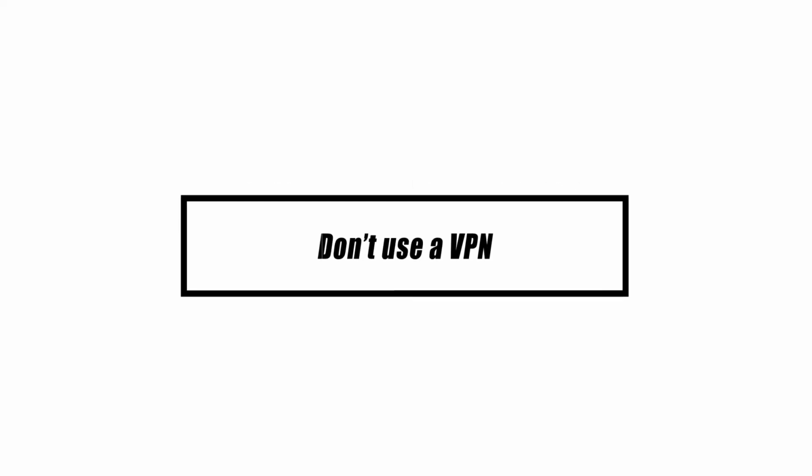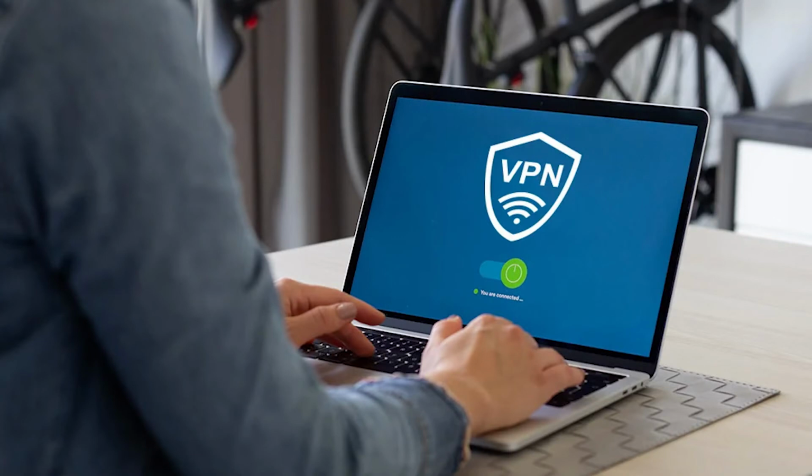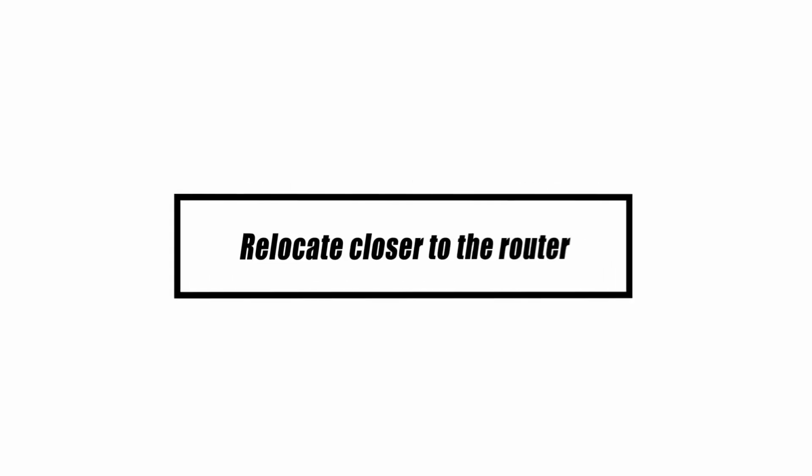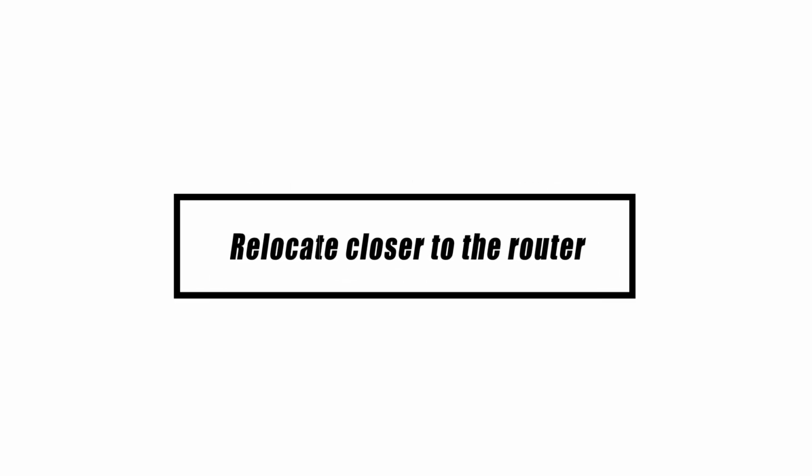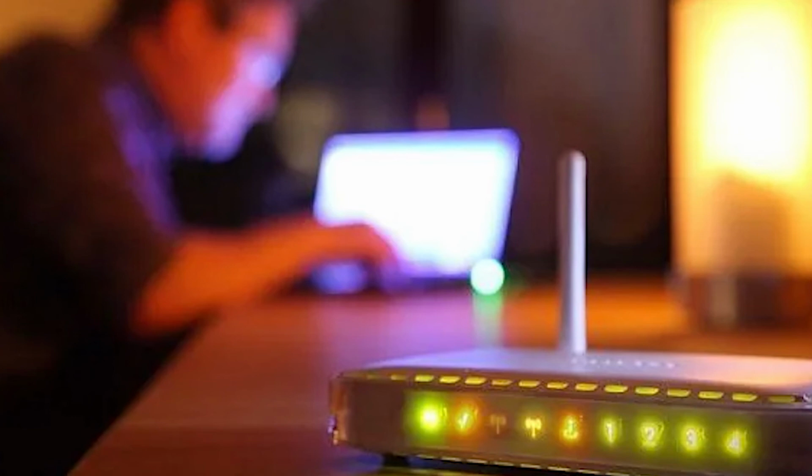Some VPNs may cause problems with how some computers set up their networks. If you are using a VPN, try temporarily disconnecting it to see if the DHCP lookup failed problem goes away. If your PC's internet connection keeps dropping and you're getting this error, try moving closer to the router to see if that fixes the problem.